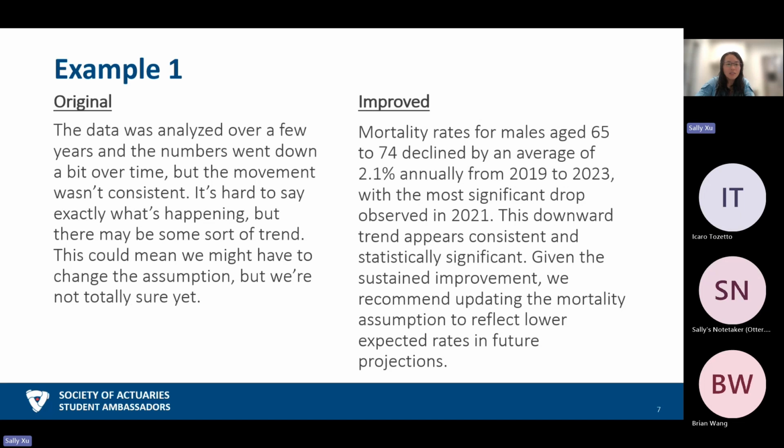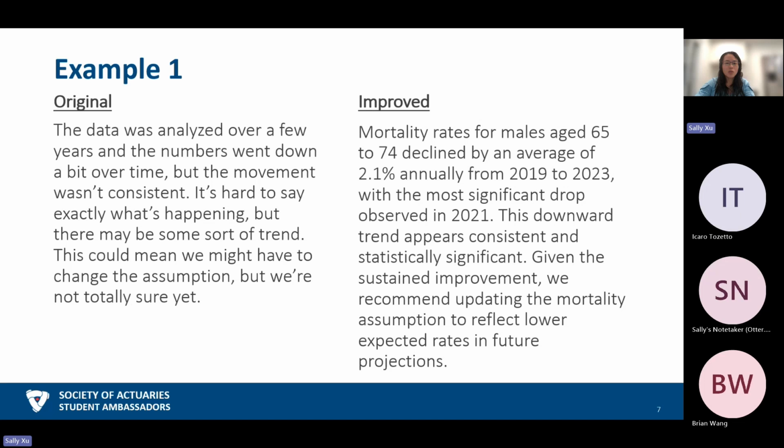More importantly, this improved version gives you a recommendation. Given the sustained improvement, we recommend updating the mortality assumption to reflect lower expected rates in the future projection. So this is just a snippet of a section of a memo, right? Following this, you can have a data table to show a little bit more detail and also provide the actual recommendation. It just says updating mortality assumption, but it doesn't say what it should update to, right? So you will further support that with another data table to summarize what your recommendations are.